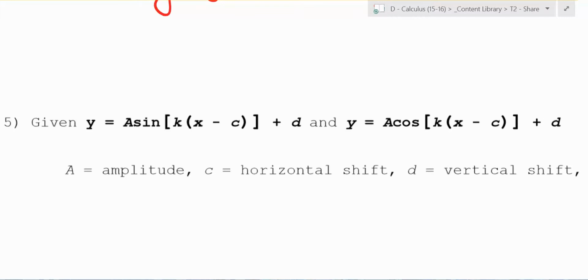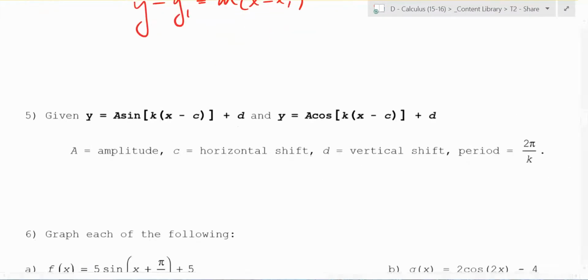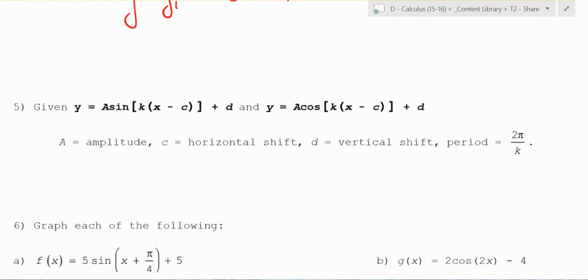Why? Because if it's in those forms, look at what it tells us. It tells us these 4 things. This is so huge and important today. If you have A, you know what the amplitude is, the distance from the midline to the max and min. C is the horizontal shift. D is the vertical shift. And the period is 2 pi over k.